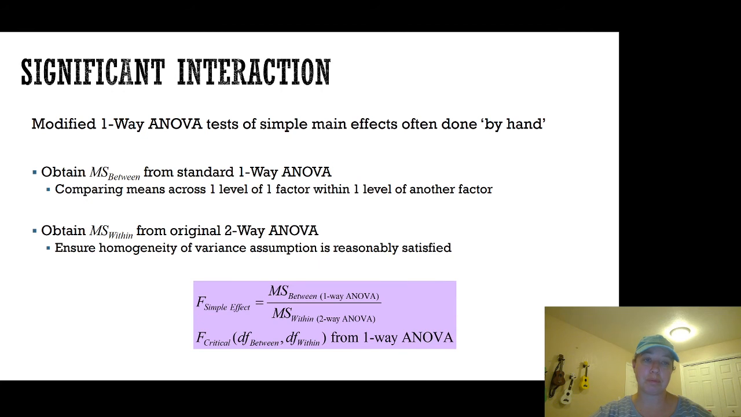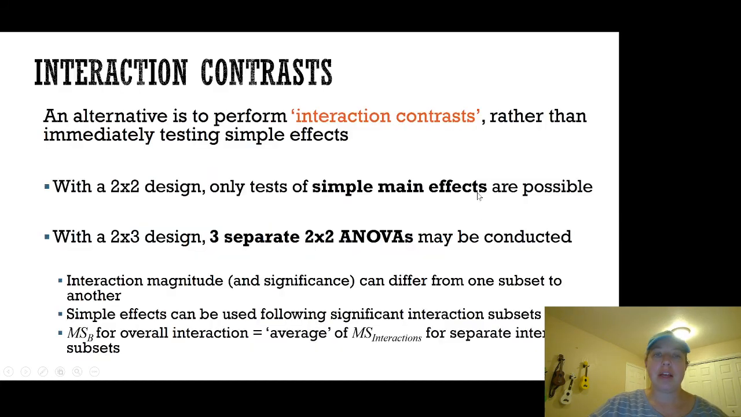So another way that you can follow up interactions is to do what we call a modified one-way ANOVA of a simple main effect, and those are usually done by hand, but using the results that we get from the overall F test. So the two-way ANOVA provides us the mean squared within, and then we can find the mean squared between by doing a one-way ANOVA. I'll get you an example of that so we can look at it together.